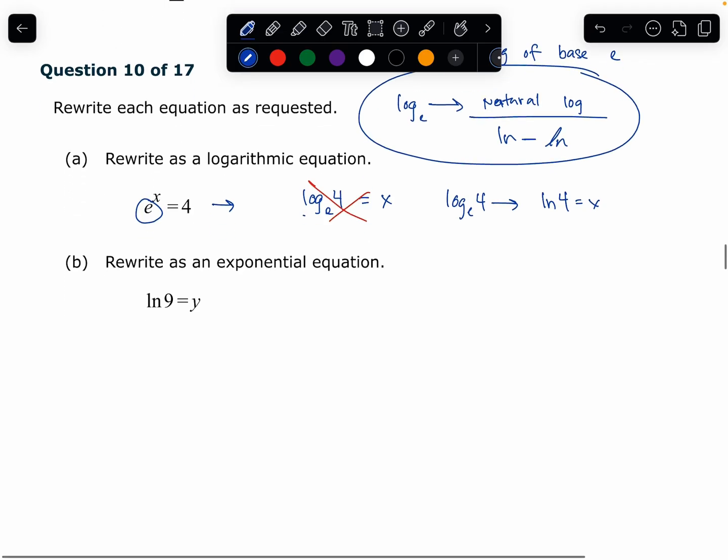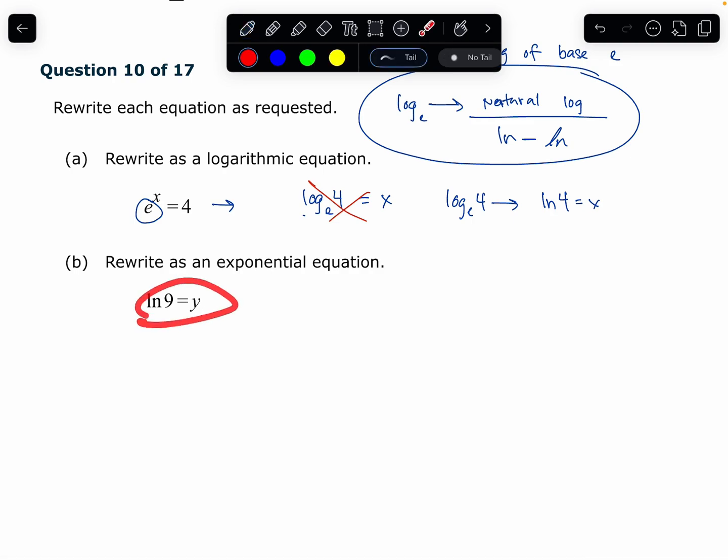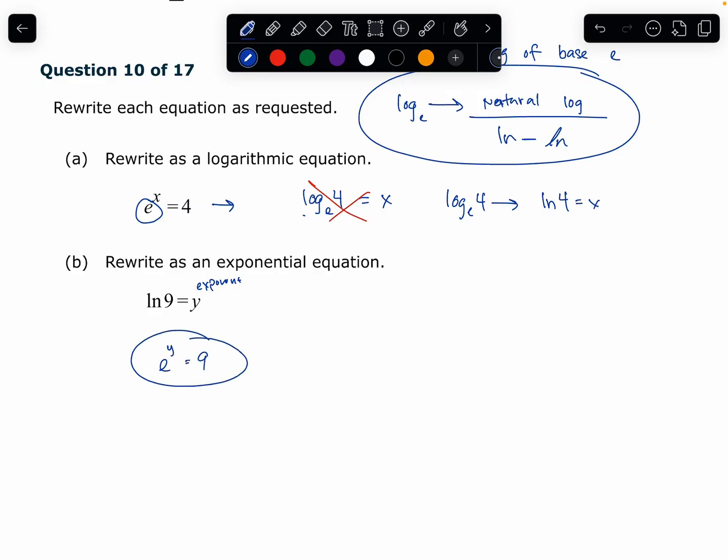All right, so for part B, you can see we have another natural logarithm. It wants us to write it as an exponential equation. So we have natural log of 9. Whenever I write the exponential, its base has to be e because that's the base of the natural log. So e, now what's going to be the exponent? Remember that logarithms always equal the exponent. So y is the exponent, and that must mean that this must equal 9. So there is your answer for this one, and that was the answer for part A.